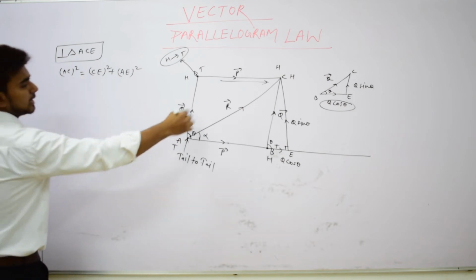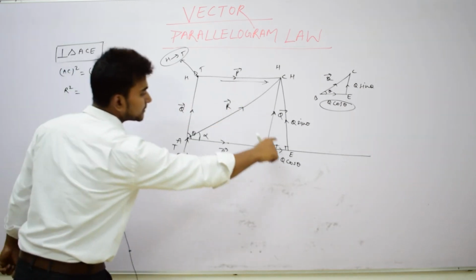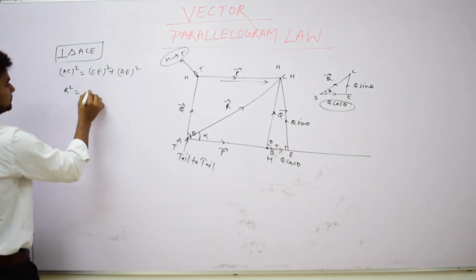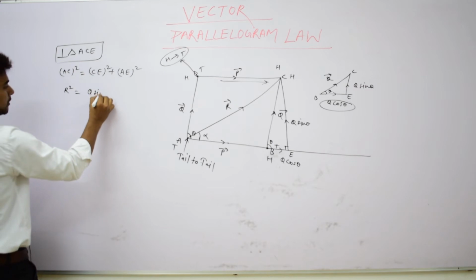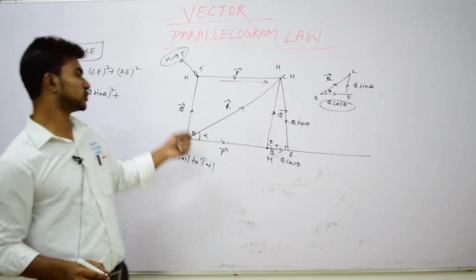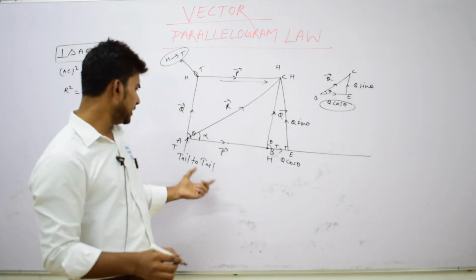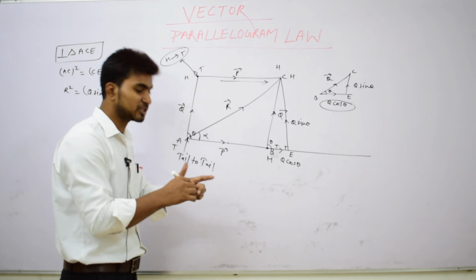In place of AC, R is applicable, so R square is there. In place of CE, Q sin theta. So in place of CE we can put Q sin theta of square plus AE square. In the direction of AE, P plus Q cos theta is there. Okay, why P plus Q cos theta is there?